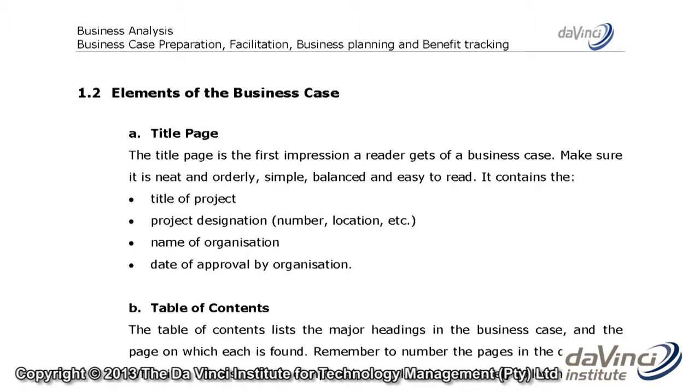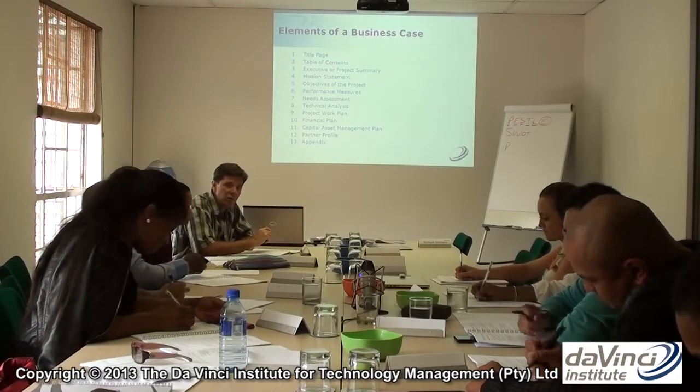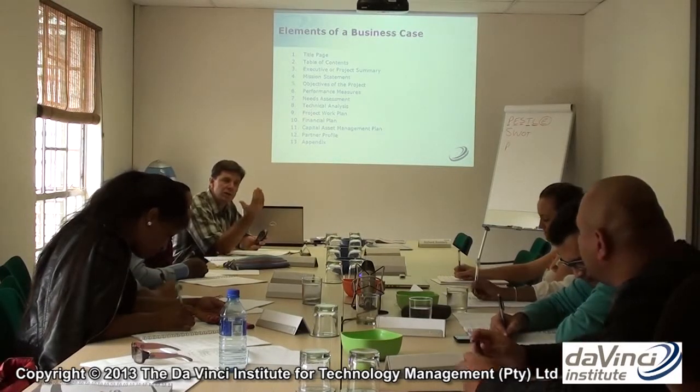The title page is the first impression a reader gets of a business case. Make sure it is neat and orderly, simple, balanced, and easy to read. It contains the title of the project designation, name of organization, date of approval by organization. Okay. And something that they haven't really included there is if it's a branded company like Coca-Cola, I would put that brand on the actual title page as well. Would you agree with that? Mm-hmm. So I'll pick it up and straight away the reader knows what it's about.